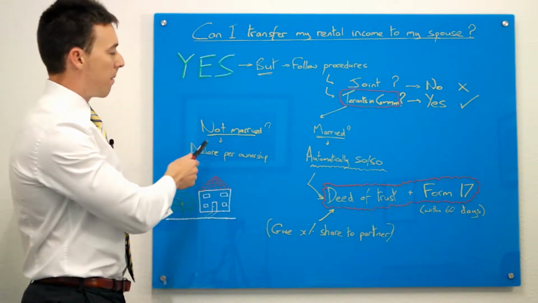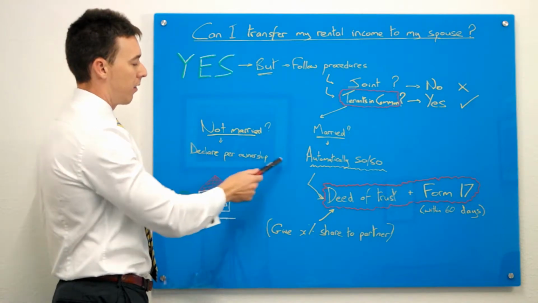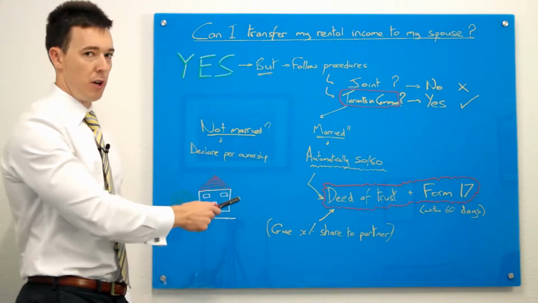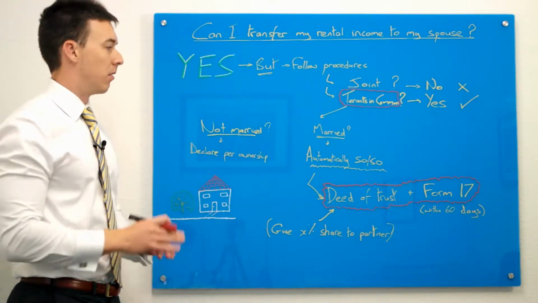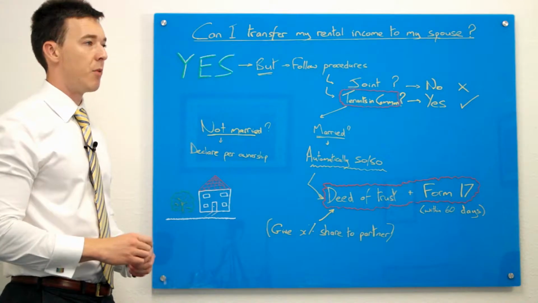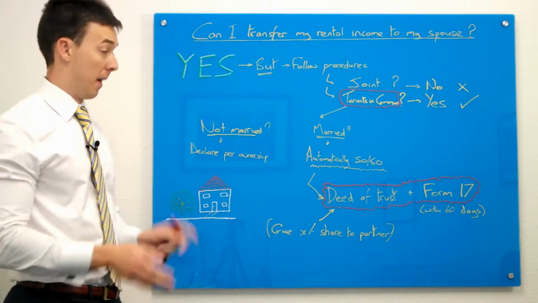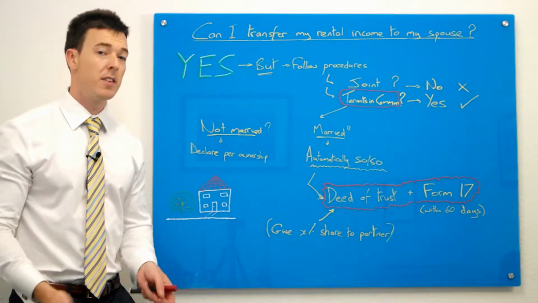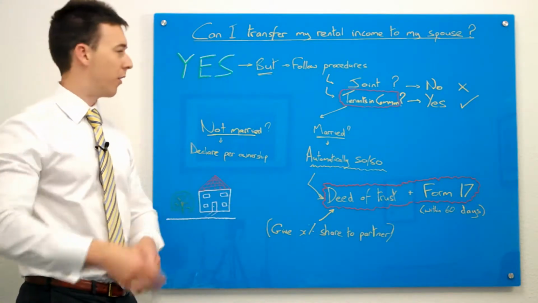So if you're not married, then automatically the rental income should be declared on your tax returns as per your actual ownership. So if you're not married and you literally buy property 50-50, that's how it should be split. If one person owned 80% and the other person owned 20%, then that is how the income should be split. So if you receive £10,000 of rents, £2,000 goes to the person who owns 20% and vice versa.